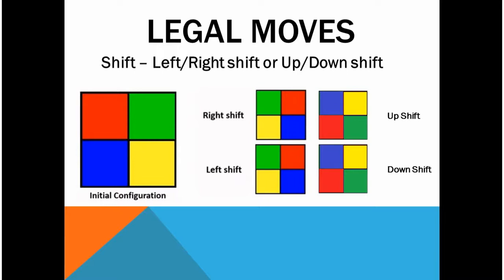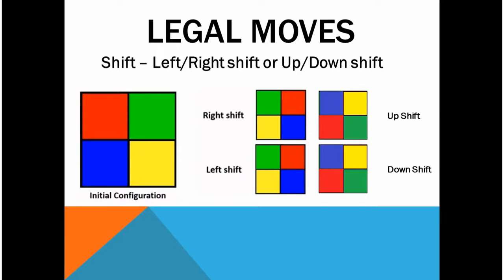As you can see here on the simple 2x2 toy version, a left shift and right shift are going to give you the same result, because when you shift to the right or the left, once a column gets pushed off the board, it resets to the beginning of the board. The same thing goes for the upshift and downshift, which are going to be exactly the same for the same reason in the toy version.